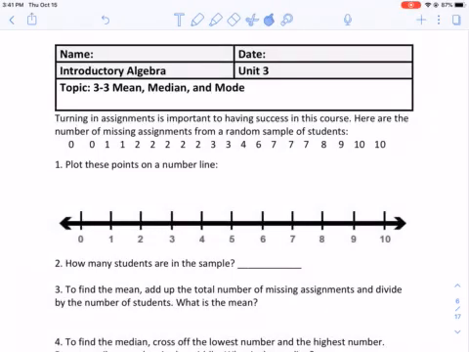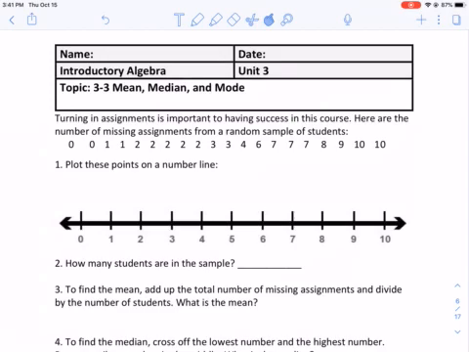Hey guys, this is 3.3, mean, median, and mode. So we're looking at some data here. We have some students that have turned in some assignments and some students that haven't. In this data is some random number of students and the number of missing assignments they have. So we're going to plot each of these points.